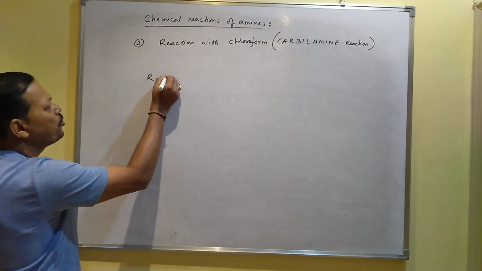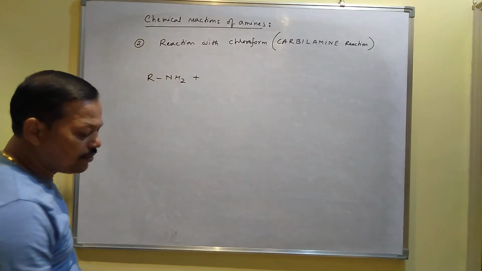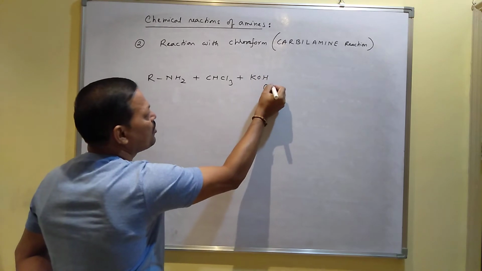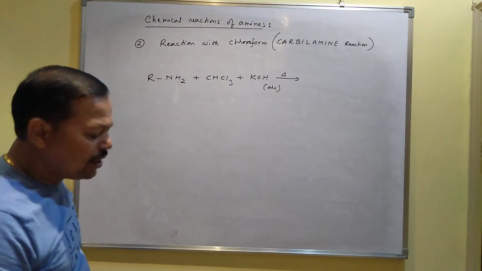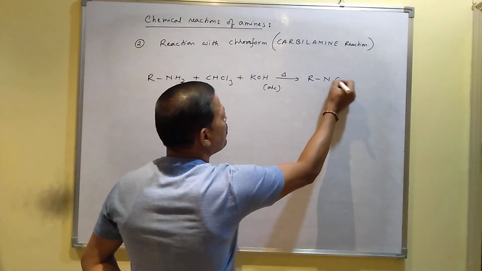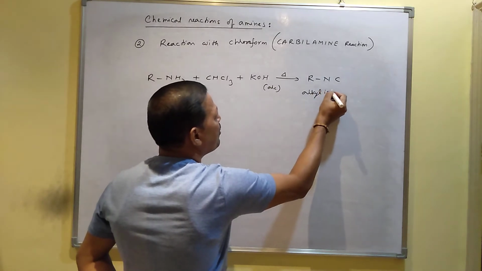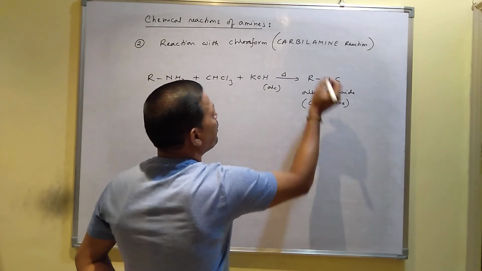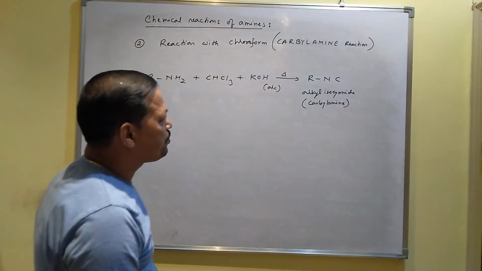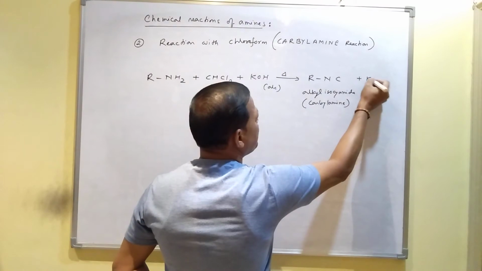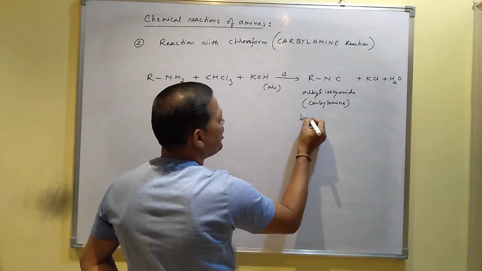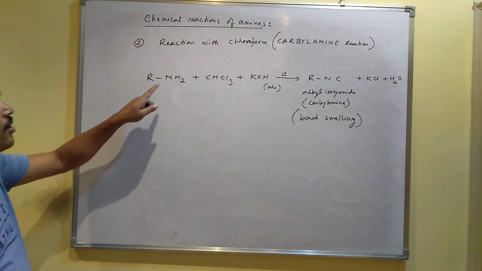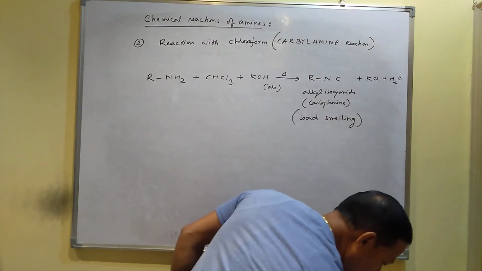The reaction is like this. When amine reacts with chloroform and sodium hydroxide, you can take potassium hydroxide also, alcoholic, some amount of heat is required, then the compound is converted to this, which is called alkyl isocyanide, and this alkyl isocyanide is also called carbylamine. And as side products, you will get potassium chloride and water, and this carbylamine has a very bad smell, and this reaction is used as a test for amine functional group.